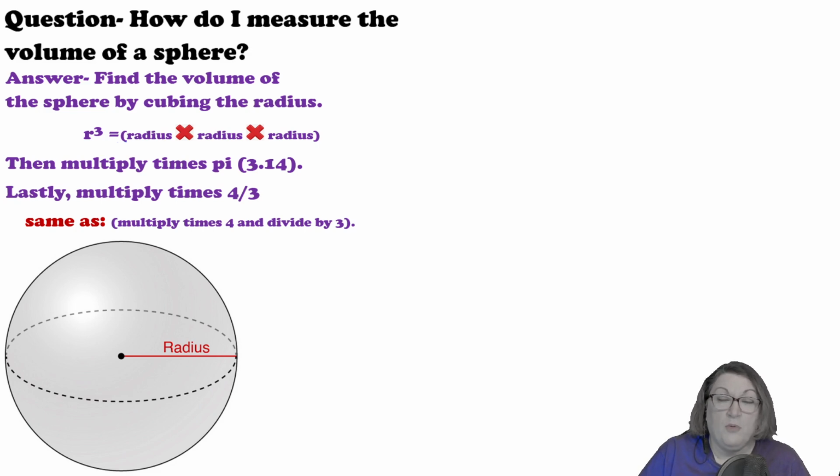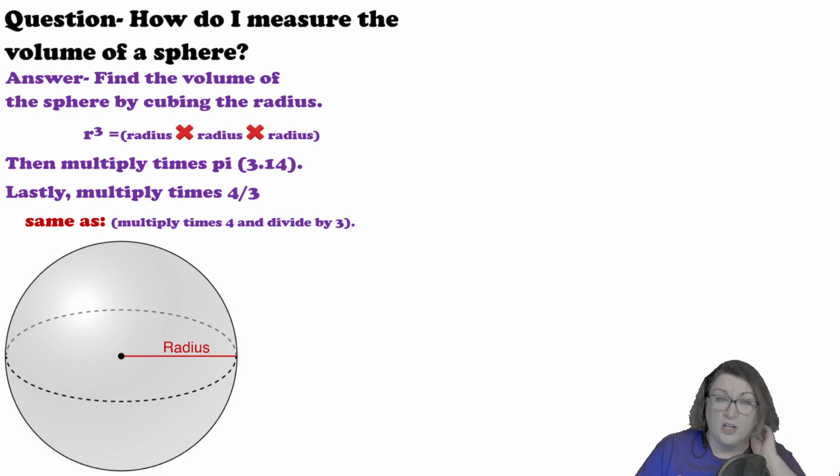Once you do the radius times radius times radius, then you multiply it times our approximated version of pi, which is 3.14, and then also multiply times 4/3. And just so you know, multiplying times 4/3 is the same as multiplying times the 4 and dividing by a 3.